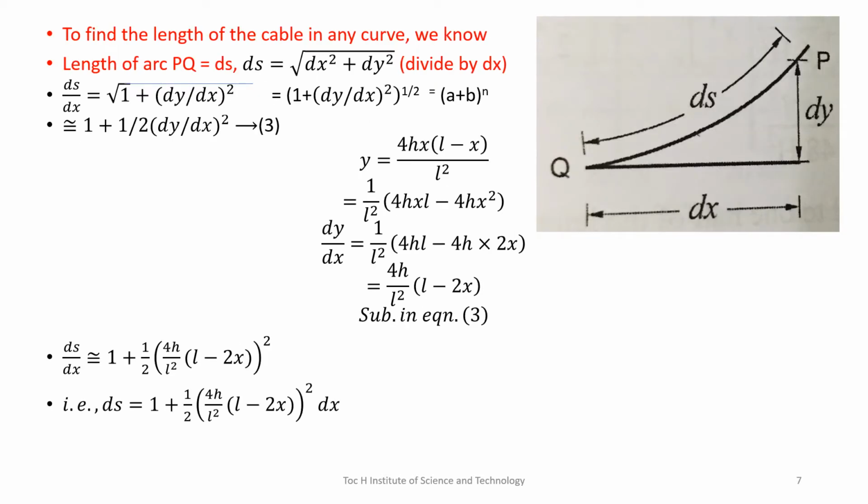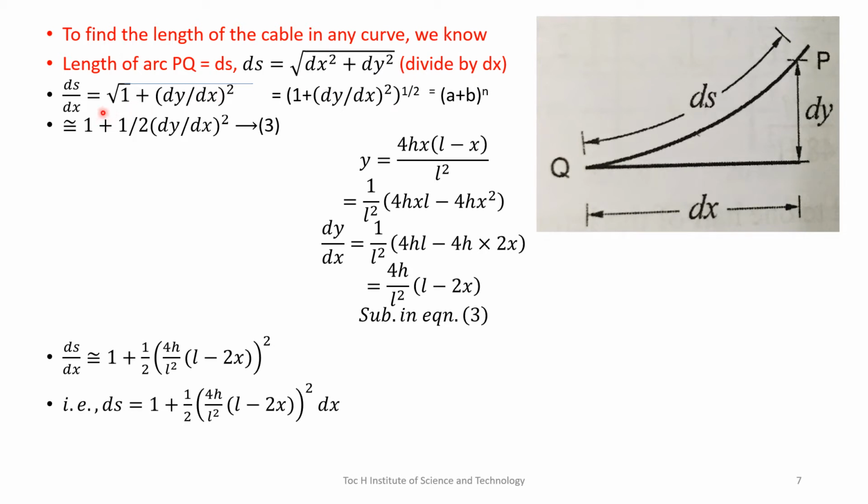Okay, now in order to find the length of the cable in any curve, we consider the length of the arc PQ in this figure. So this is an arc PQ or cable PQ, and this is the length dS. So from this figure, dS is equal to square root of dy square plus dh square. Okay, now divide this whole equation by dh.